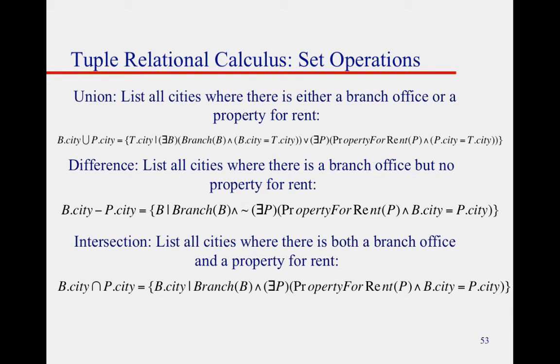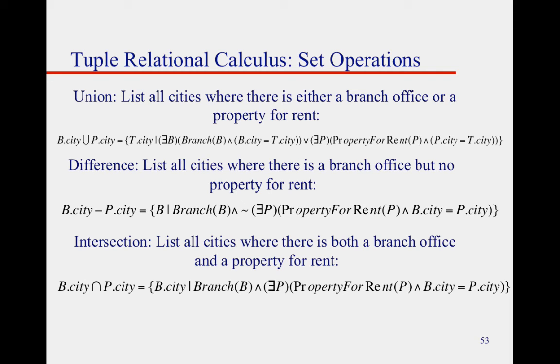Also, union, difference, and intersection do not explicitly exist in the relational calculus, but you can express each of them in an appropriate way. So here, I'm listing all cities where there is either a branch office or a property for rent. And you'll see something unusual. I say it's the set T dot city. Notice on the right-hand side that T doesn't range over anything. Kind of strange. That's what I have trouble wrapping my head around.